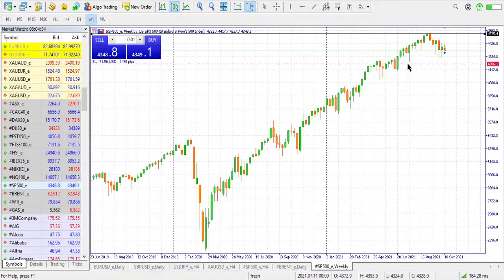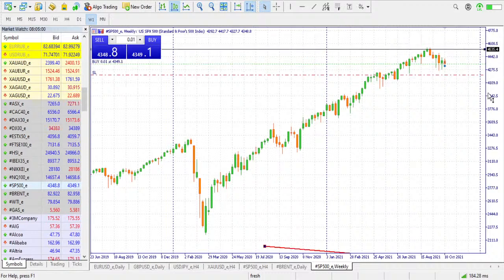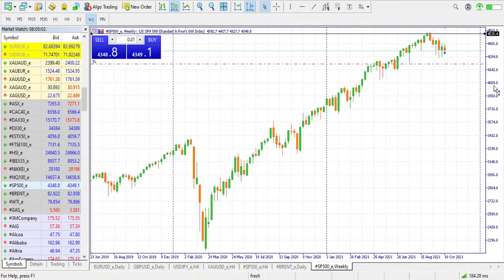So I'll keep my stop loss here, and then I want to leave my take profit to float, because I still expect price to continue upwards. So I have a stop loss, my take profit is currently left to float. So that's my opinion on the SP500.